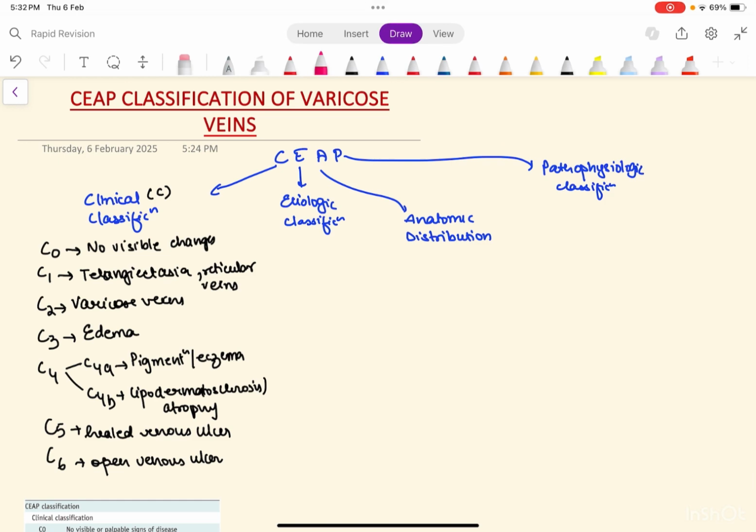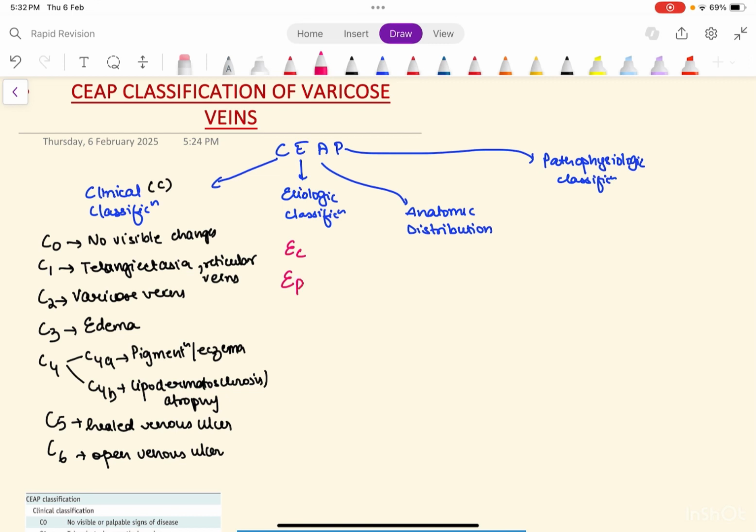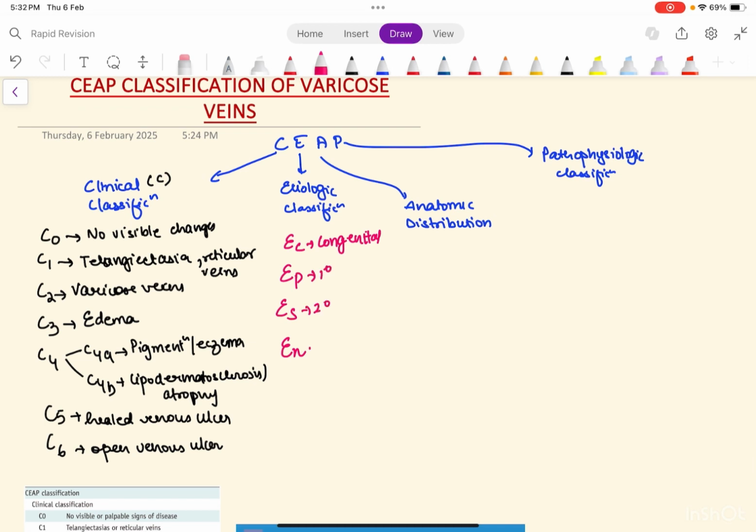Now in etiological, you need to know that there are four things. So Ec, Ep, then Es and En. Basically, you have to just think about the etiology. So either it can be congenital or it can be primary, right? So I'll just write the short form: primary, secondary, or there can be no etiologic cause that can be made out.